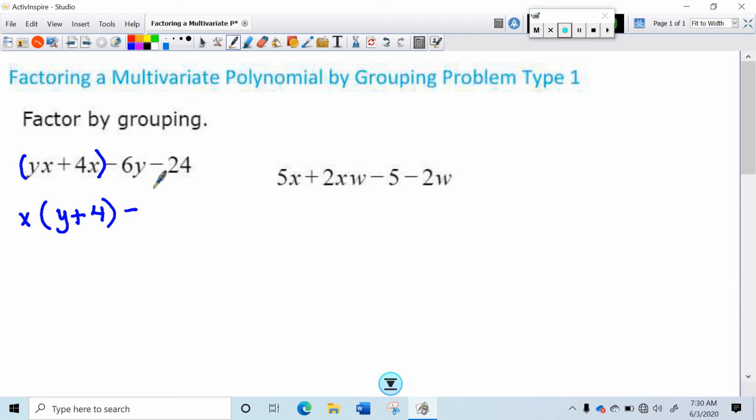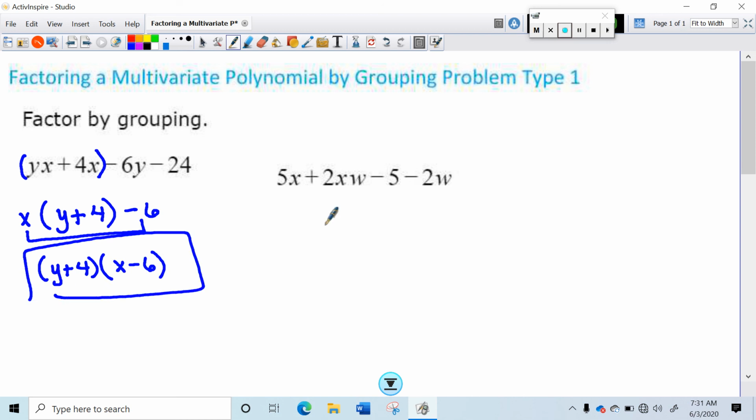These next 2, do not put parentheses around them. Just look at them and, don't worry about the signs. Just look at the numbers, 6 and 24. What's the biggest number you can divide those by? It's 6. So you're almost ready for your final answer. You write down what's in parentheses, y plus 4, and then these 2 things that are not in parentheses, you've got to put them together. So x minus 6. And that's how you do that.